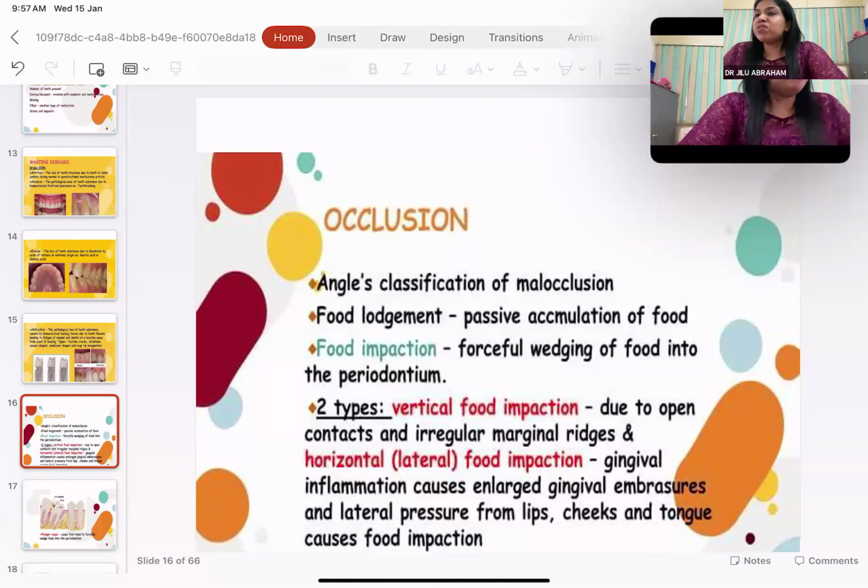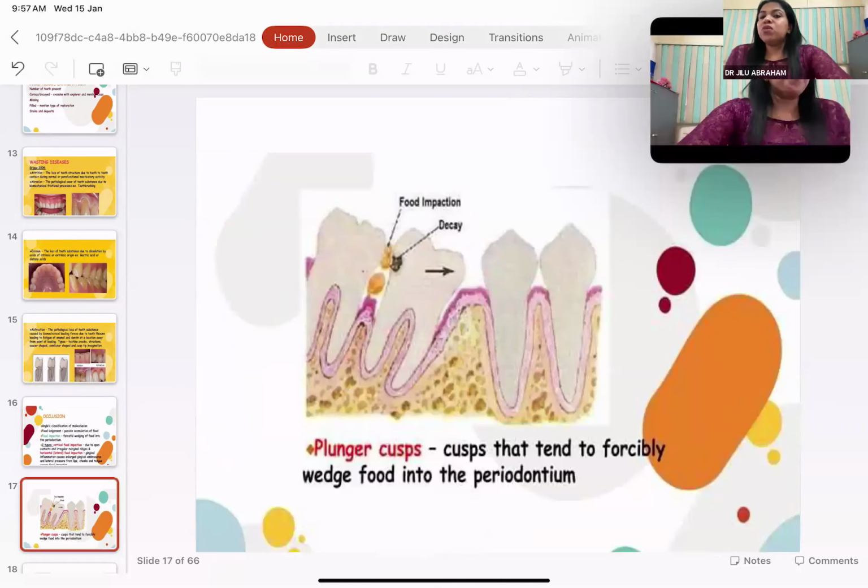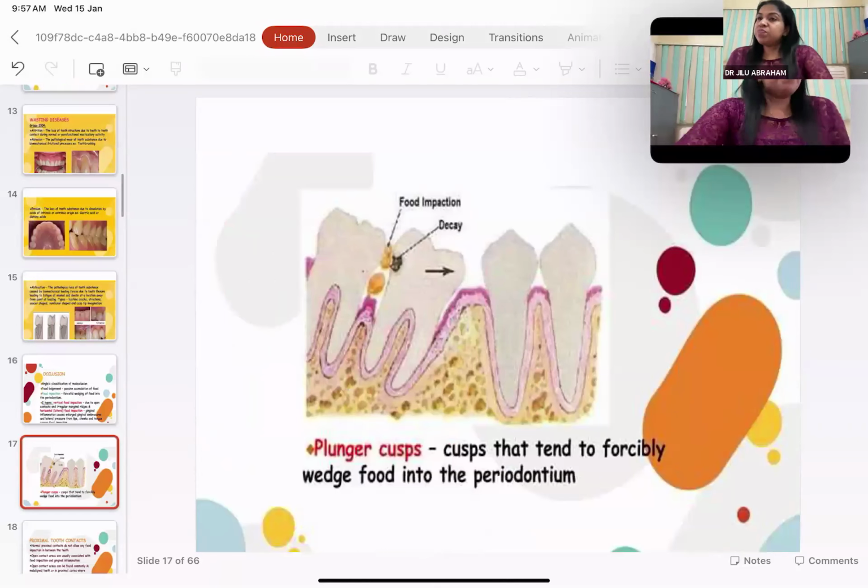Food impaction also we have to check. There are two types of food impaction: vertical food impaction and horizontal food impaction. Vertical food impaction is mainly due to open contacts, and horizontal food impaction is mainly due to enlarged gingival embrasures that force the food to wedge into the periodontium. And a plunger cusp is the cusp that forcefully wedges the food into the periodontium. That also we have to check, whether the patient has a plunger cusp.